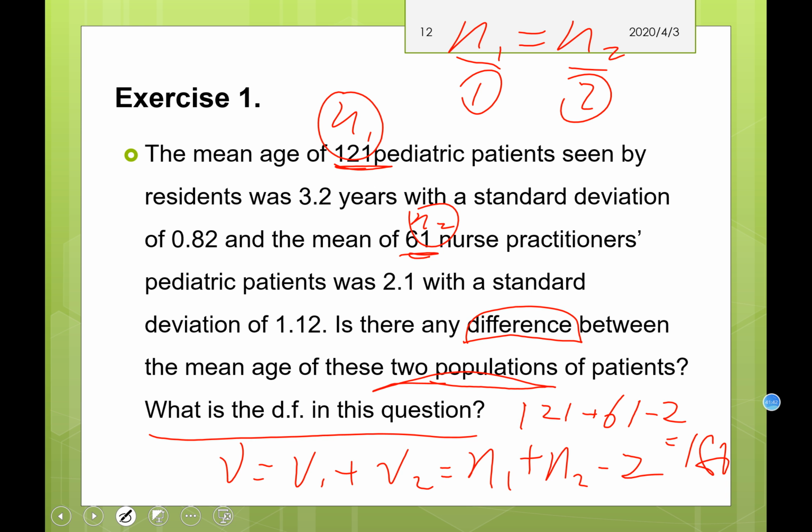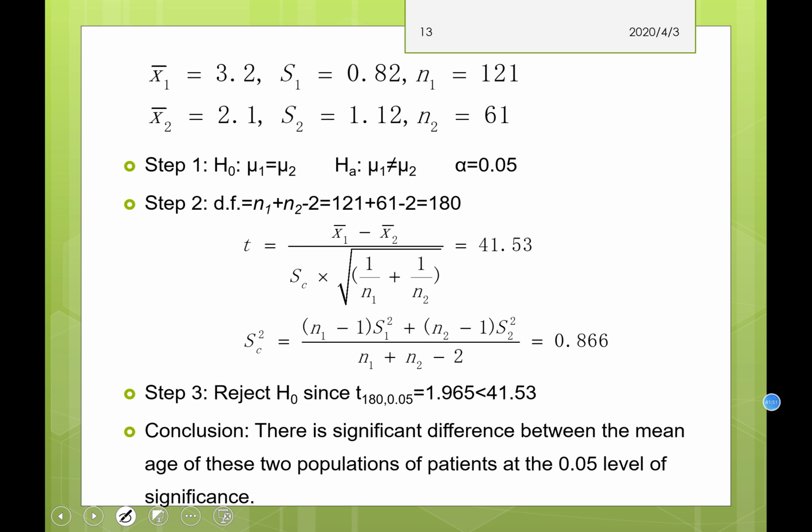Okay, so here let's go back to the first question. Is there any difference? So we need to do the hypothesis test. Okay, so let's review the procedure for independent samples t-test. This is what we can know from the question. And step 1.